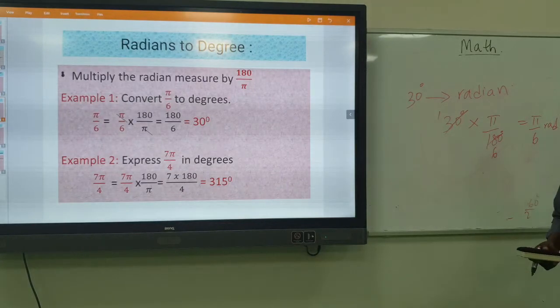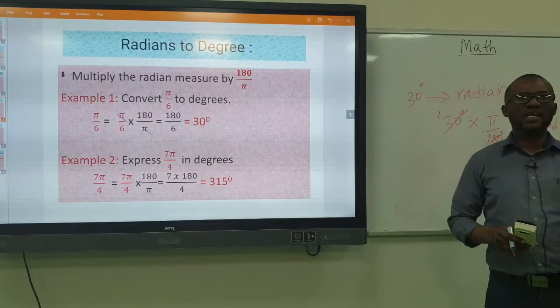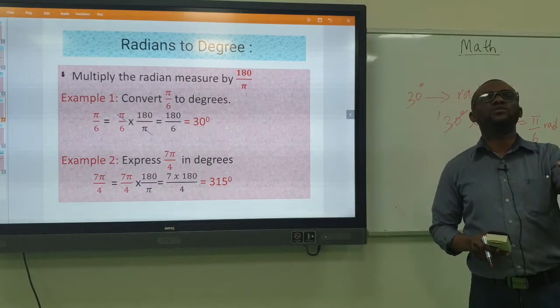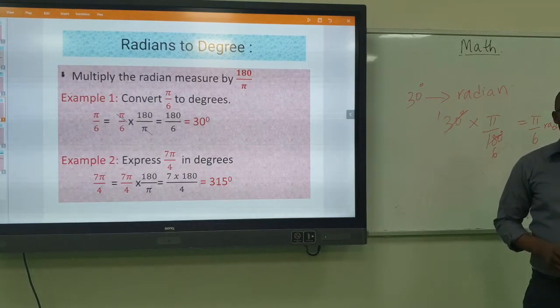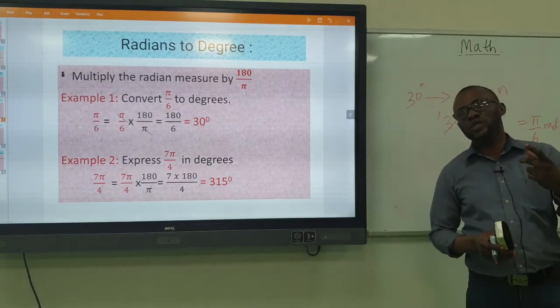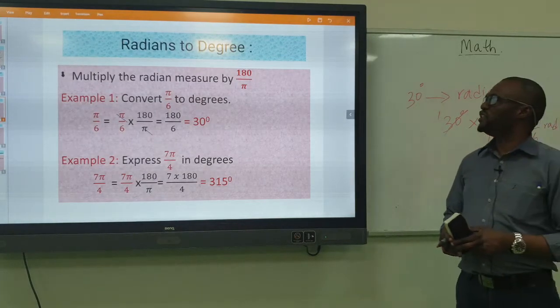Before we convert from radians to degrees, I believe by now you can practice. Take any angle, for instance, an angle of 90 degrees. What will be the answer? Definitely, I expect you to get pi over 2 radians if you practice the question. So we move to the next one.